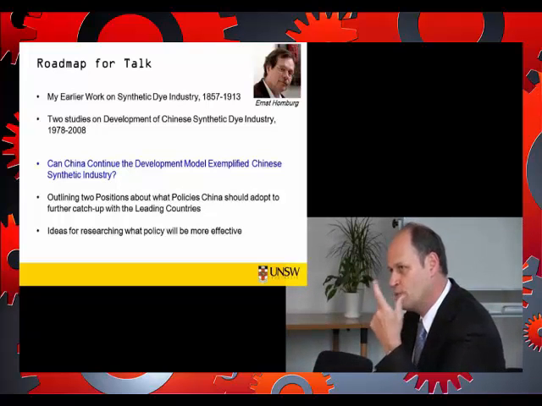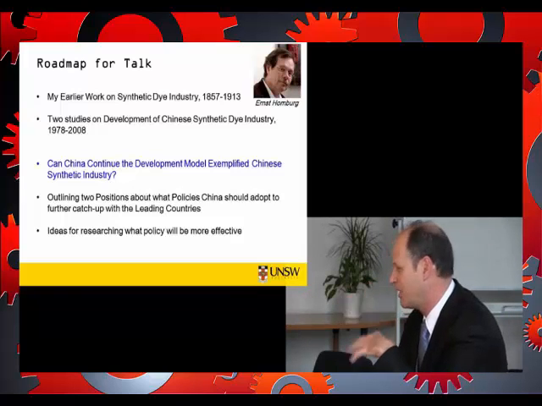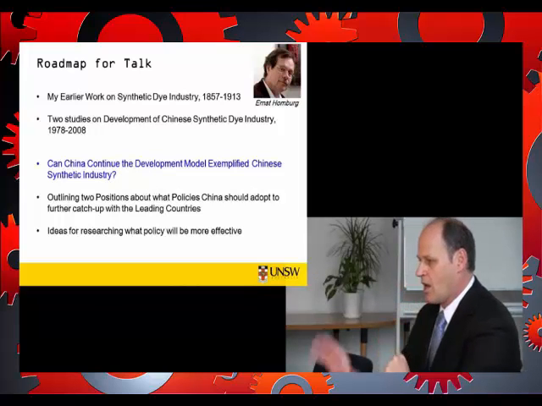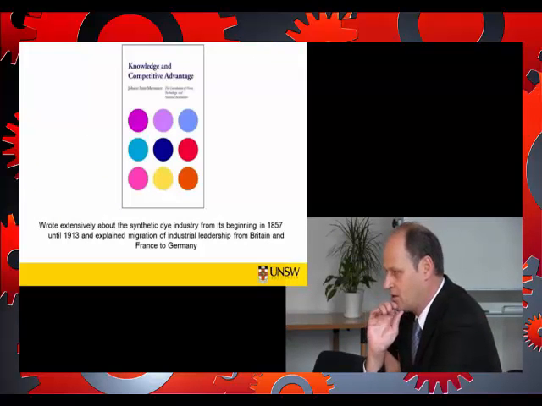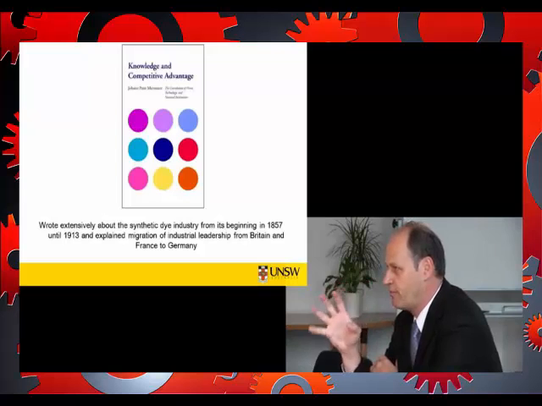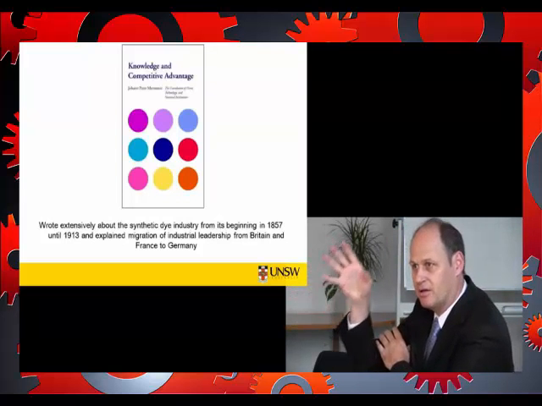Then I'm going to outline two positions in the literature, and I'm going to have you vote. You have to vote which position you think is the way to go, and then we talk about how we would actually research this if we are serious. Eddie already mentioned the book. In the book, I'm basically trying to explain a shift of industrial leadership from the leading country, Great Britain, where the first dyes were invented.